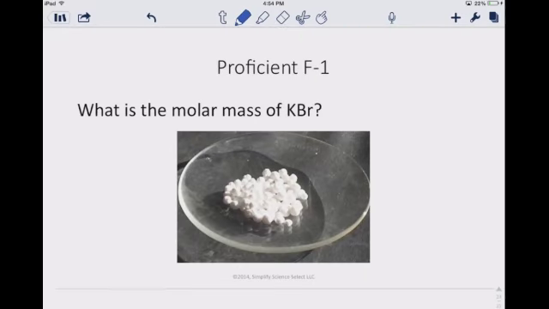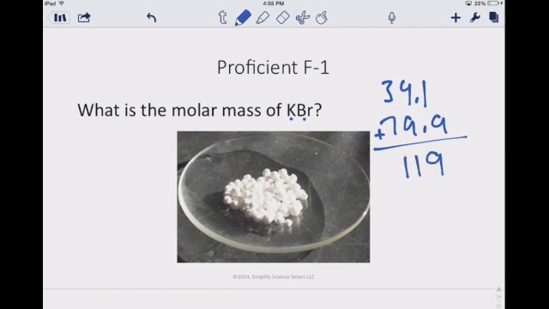So let's do an example. It says, what is the molar mass of KBr? So when we're looking at this, it's potassium and bromine. So we look up the mass of each. The potassium will be right around 39.1, and bromine is going to be right around 79.9. We add both of these up, and we get a molar mass right around 119 grams per mole.